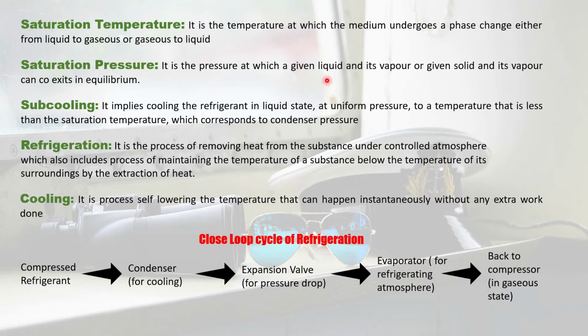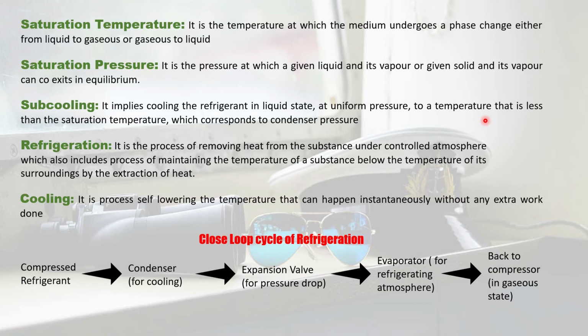It is the pressure at which a given liquid and its vapor, or a given solid and its vapor, coexist in equilibrium. That means at this pressure, the medium can exist either in solid, liquid or vapor. Subcooling. It is a process of cooling the liquid refrigerant, or let us say for instance the medium, at a uniform pressure to a temperature less than its saturation temperature. Earlier I shared what the saturation temperature means. If we start cooling the medium below that temperature, then it refers to subcooling.